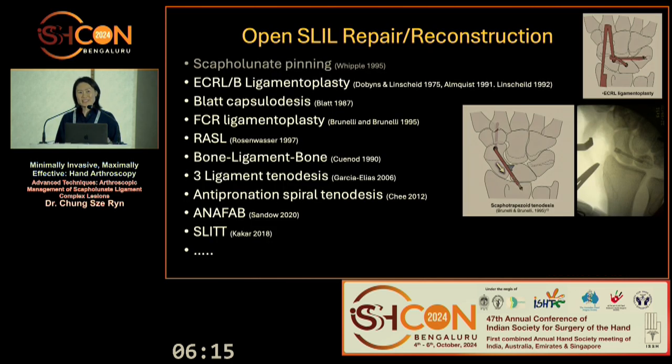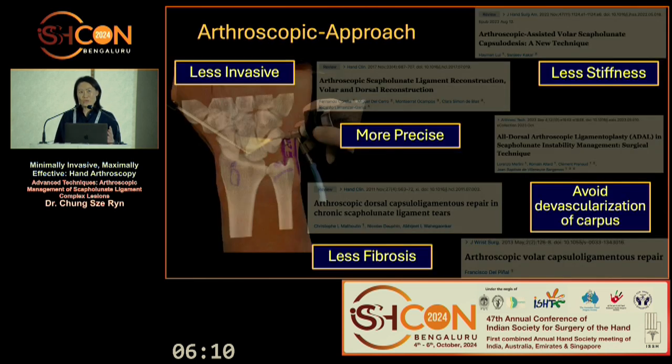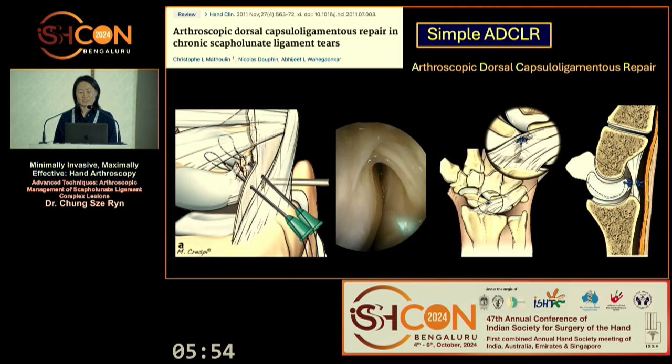So there have been various techniques for open scapholunate repair and reconstruction described in the literature, but we are moving more towards the arthroscopic approach, mainly because it's less invasive. It is more precise in terms of assessing the intrinsic and the extrinsic ligament, with less fibrosis, and because of the arthroscopic approach, it avoids devascularization of the carpus.